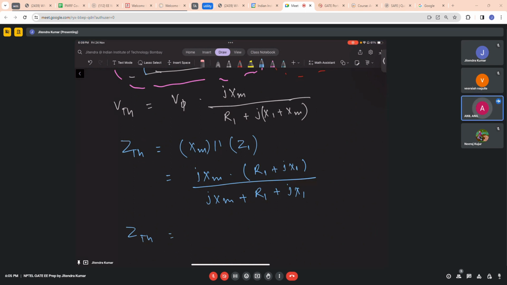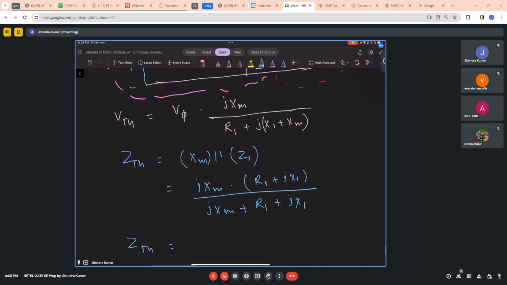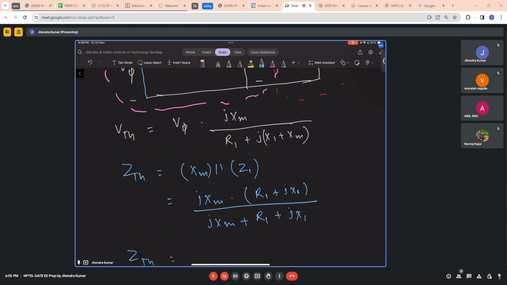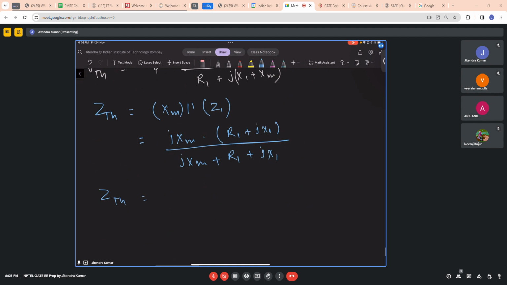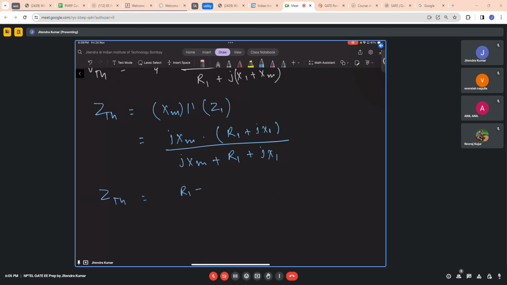Sir, here we have not considered RC. That is why I stated before the introduction that RC we have to ignore if we want a simplified version of the computation. If you consider RC, then these calculations will be way more complex, and RC is anyway very small, so the current flowing in that section will be very small, so you can ignore it. It is a very general practice. So ZTH is R1 plus jXM into jXM divided by R1 plus jX1 plus jXM. We can write this as our ZTH value.